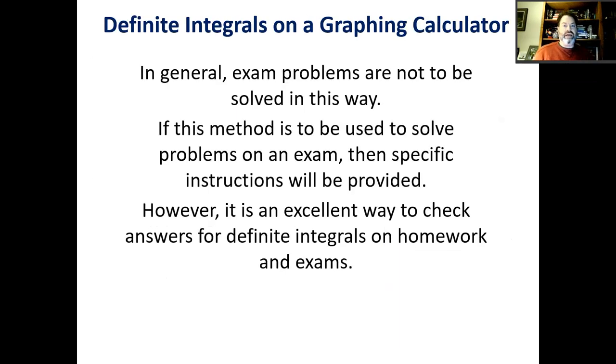All right, well, that's it. Last thing I want to say before we exit the video is that in general, exam problems are not to be solved with the cheating method on the graphing calculator, but I might give you specific instructions on an exam. I might say something like set up the definite integral, and then I might say something like evaluate the definite integral using your calculator. So if you want to do it by hand, that's fine. If you want to do it on the calculator, that's fine. But it still is a very handy tool for checking answers no matter what.